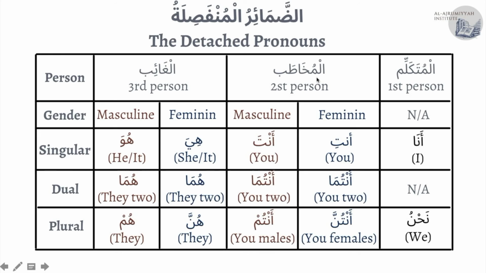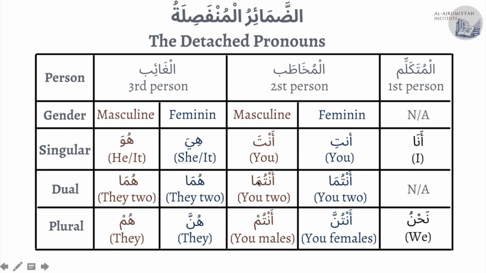Let's go on to the second person, al-mukhatab. Mukhatab comes from mukhataba, which means conversation or speaking, right? So you're speaking to someone in front of you. Gender, masculine, feminine again. Anta is you, masculine. The feminine version is anti. No equivalent to this in the English language, but in the Arabic language, we have to distinguish. So if I'm speaking to Muhammad, I'm going to say anta. If I'm speaking to Aisha, I'm going to say anti.